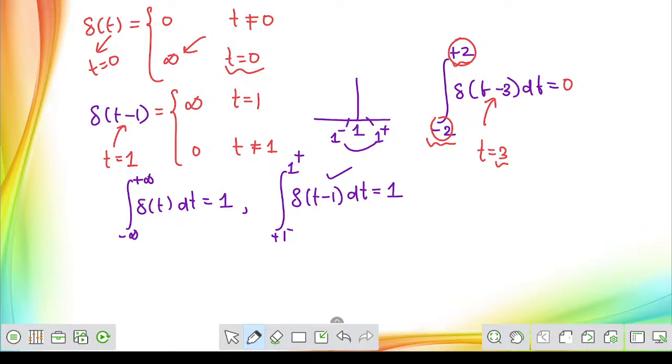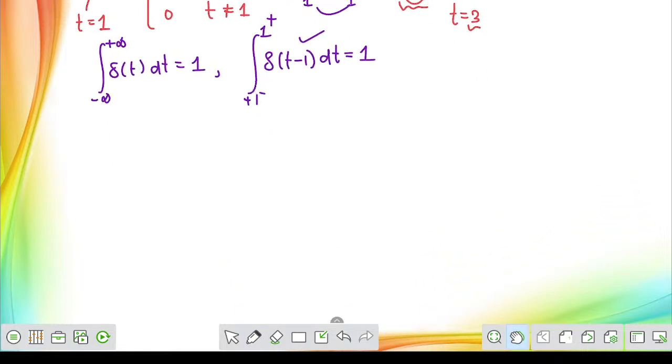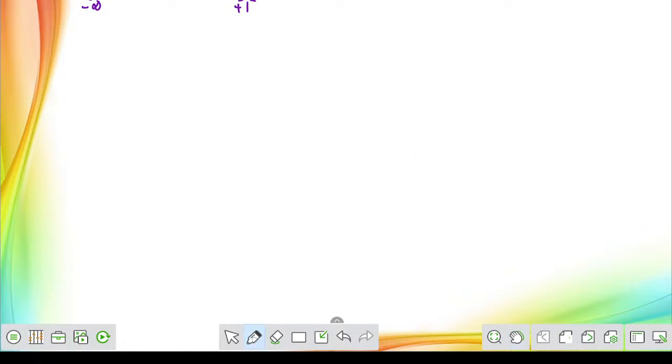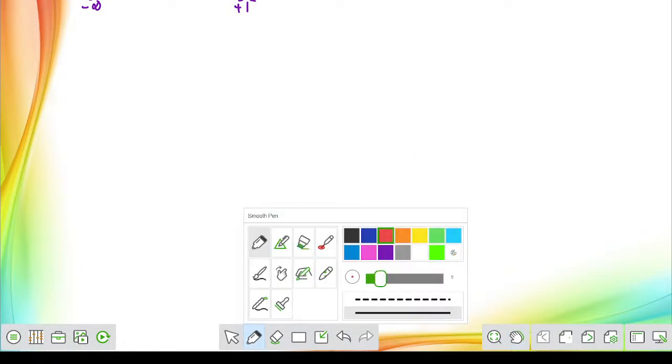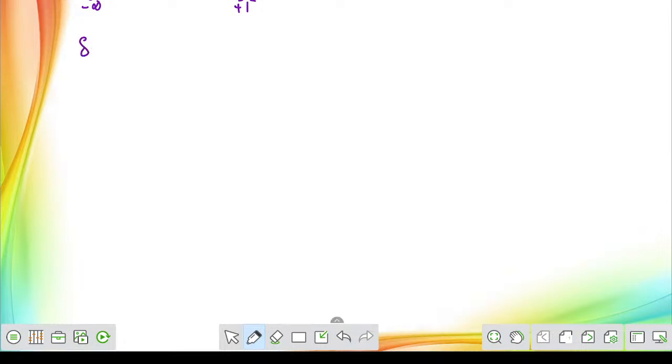Next, the other one is whether del of t is an odd signal or an even signal. The next most important one is whether del of t is an odd signal or an even signal. Let us see the first one. I will directly write down the answer. Del of t and del of minus t are equal to each other. It means the impulse signal is an even signal.